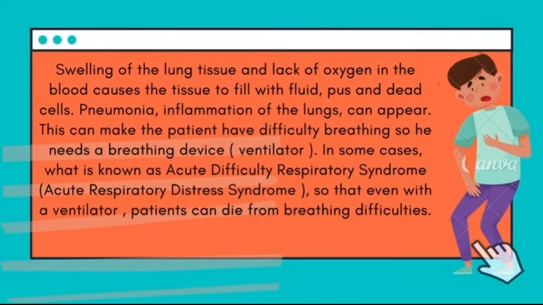Swelling of the lung tissue and lack of oxygen in the blood cause the tissue to fill with fluid, pus, and dead cells. Pneumonia, inflammation of the lungs, can appear. This can make the patient have difficulty breathing, so he needs a breathing device or a ventilator. In some cases, what is known as acute respiratory distress syndrome can occur, so that even with a ventilator, the patient can die from breathing difficulties.